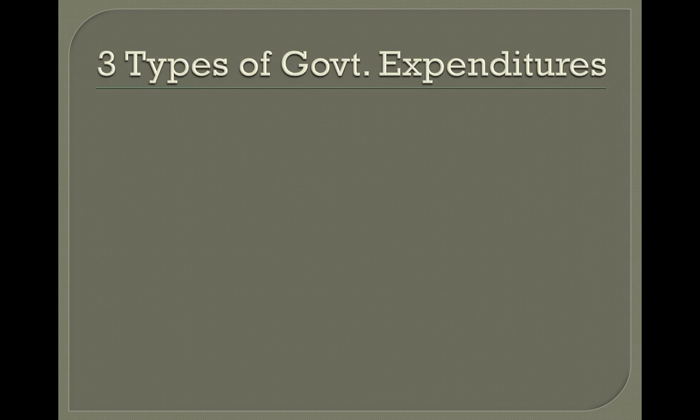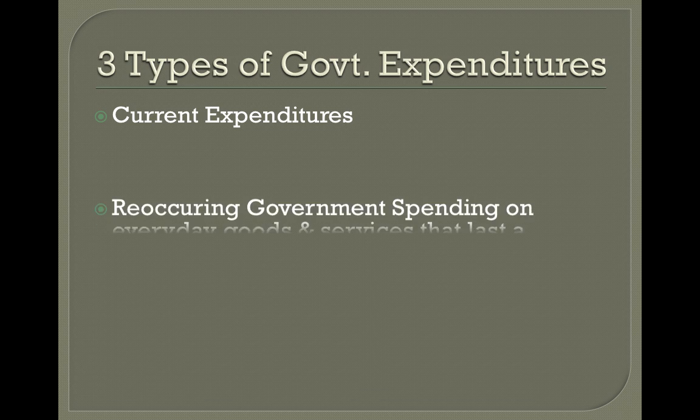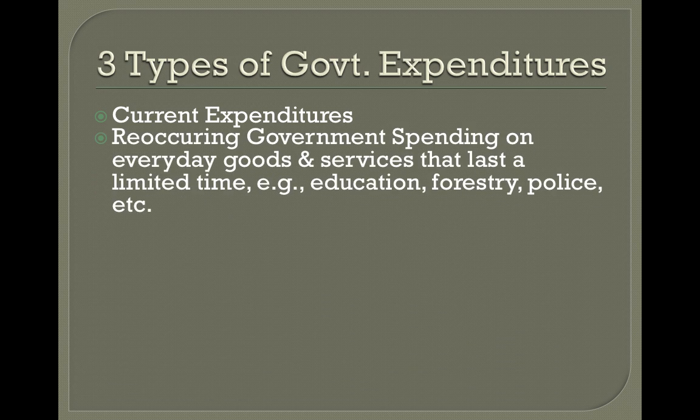Okay, moving on. As we said, the government collects money through direct and indirect taxes and privatization. And that money that it collects is used to finance its expenditures, or government spending. There are three types of expenditures. The first type is called a current expenditure. A current expenditure is basically short-term spending, defined again as government spending on everyday goods and services that last a limited time.